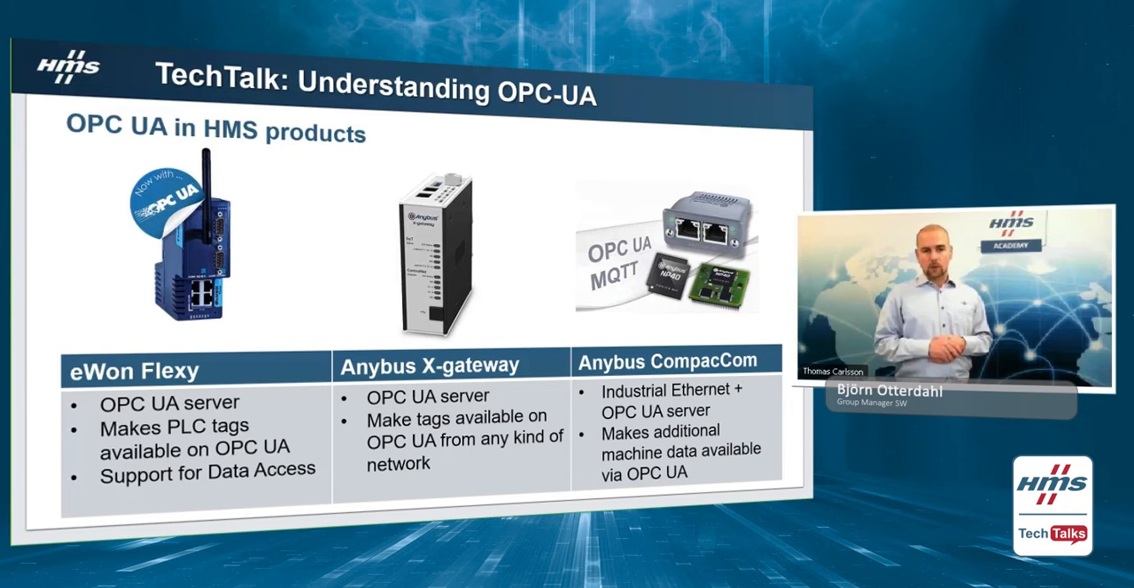And we also have the Compact Com module, which I've been involved in developing. Here we have added an OPC UA server on the side of the industrial Ethernet protocol. So we're still using Ethernet IP or Profinet for controlling the application, but there is an OPC UA server available so we can get additional data from the application pushed to higher systems.